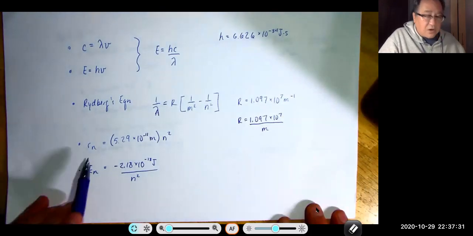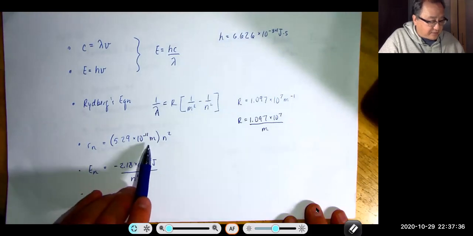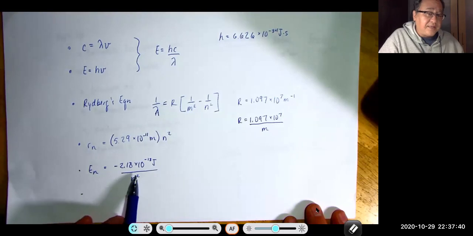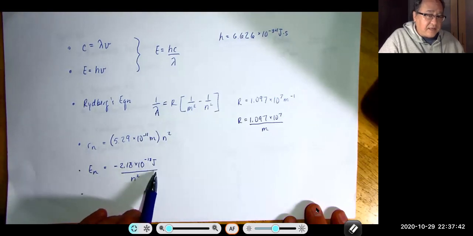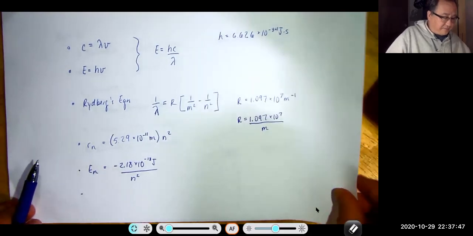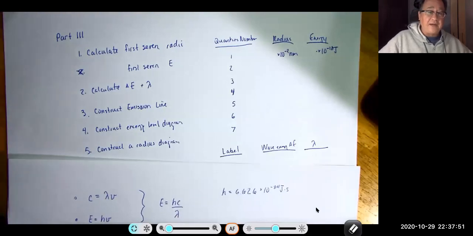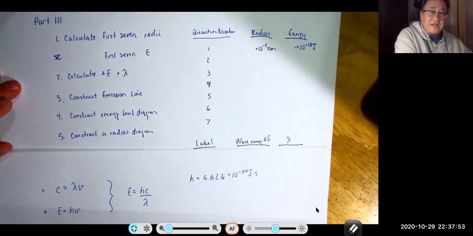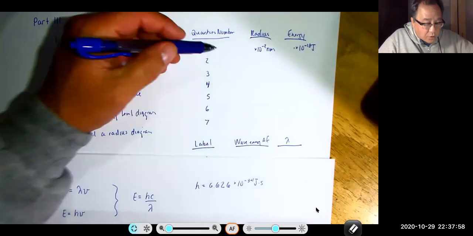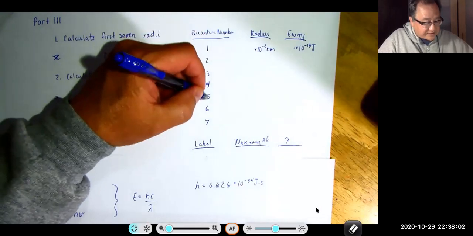We have this equation where r sub n is 5.29 times 10 to the minus 11 meters times n squared. And we have E sub n is minus 2.18 times 10 to the minus 18 joules over n squared. Now, let's take a look at calculating the first 7 radii. So this is kind of a drawing of the chart we want. So for the quantum numbers or the orbits, we have the first, second, third, fourth, fifth, sixth, and seventh.